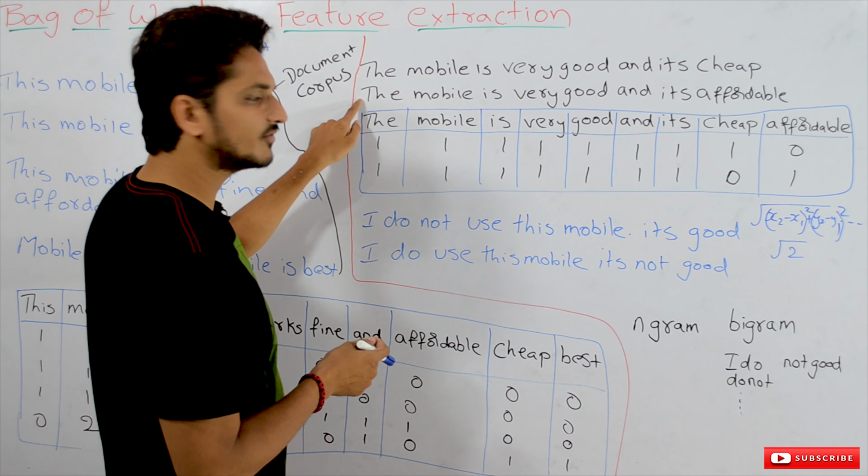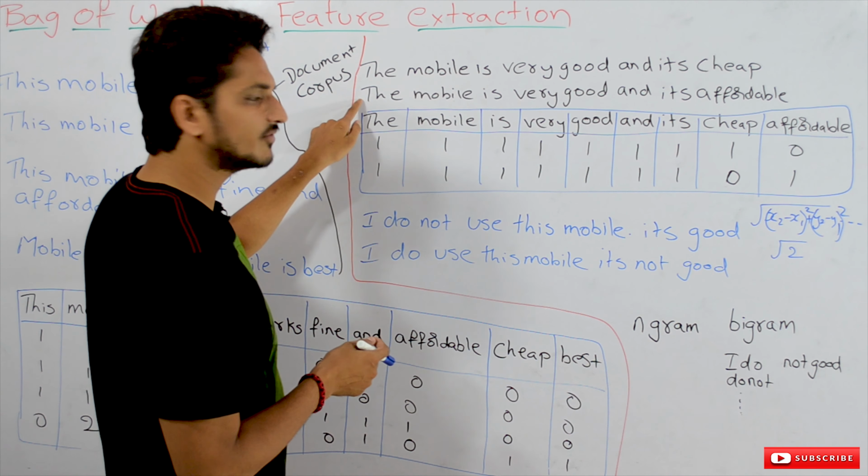Cheap is not there in this one, affordable is not there in this one. Affordable is there in this content, cheap is there in this content. So they are not similar words. Then 1 minus 0 whole square means 1 square, plus 0 minus 1 whole square means 1. Your distance increases as you have different words.